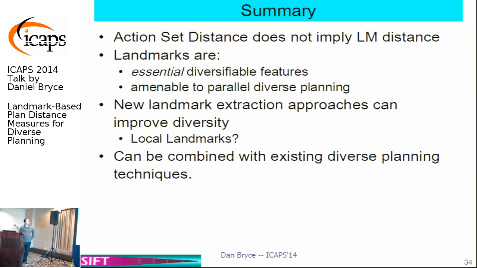This work also motivates new landmark extraction techniques that can help DLAMA improve diversity. The more disjunctive landmarks you have, the more opportunity you have for diversification. And finally, the nice thing about this new distance measure is that you can integrate it with any of the existing plan diversity distance measures. So where it might lack in finding all the landmarks of the problem to diversify them, it can make up for it by integrating with, say, action set distance.